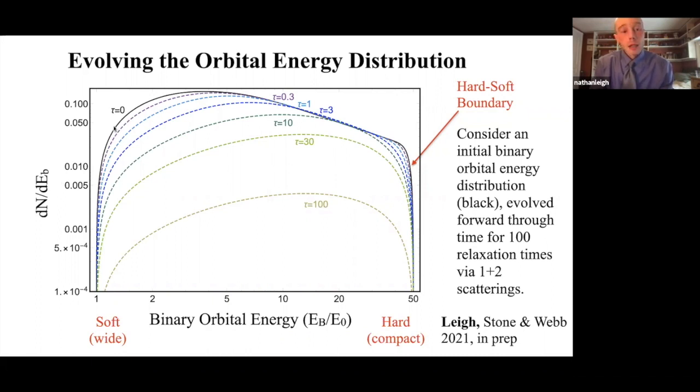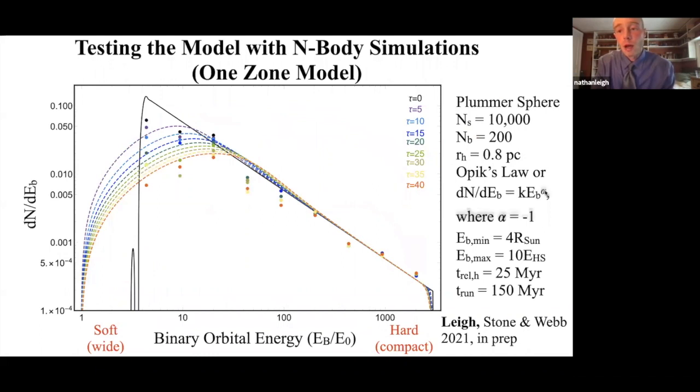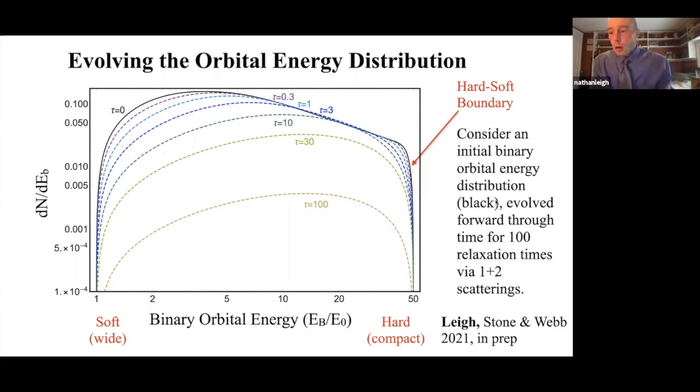The black line shows what we assume for the initial distribution of binary orbital energies, and it is called Öpik's law. This is just an analytic power law distribution motivated by observations of young binary populations thought to be unmodified by dynamics. So there's the power law there with a slope of -1. I'll highlight that the left end is the wide end where wide binaries reside, and the right end is the compact end where compact binaries reside.